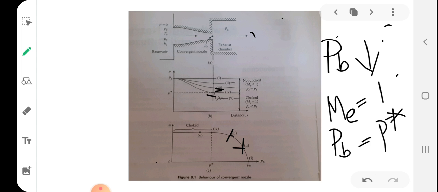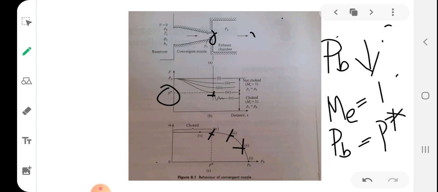So you can see here the fourth curve. You can see that it has reached the pressure P star. When it has reached the pressure P star, it means the Mach number at the exit plane is 1. That the flow has become sonic at exit plane. It means it has reached P star, which means the maximum mass flow rate has been achieved. Okay, the maximum mass flow rate is achieved in that particular case.